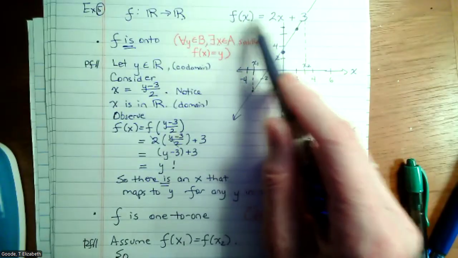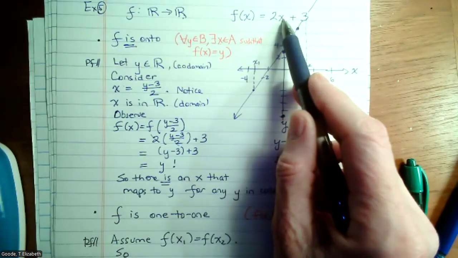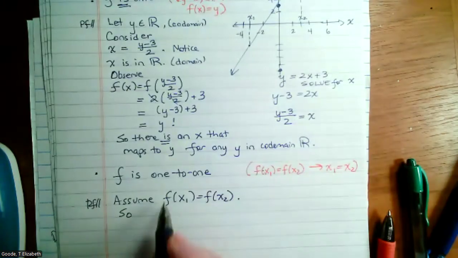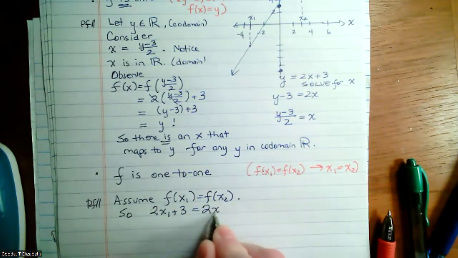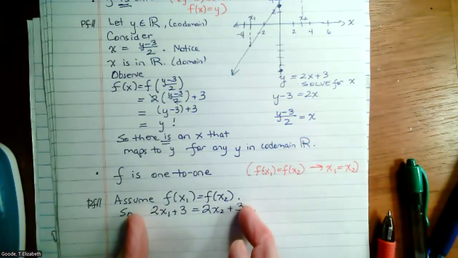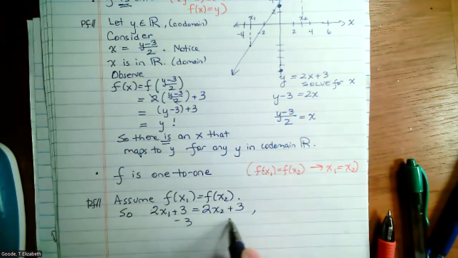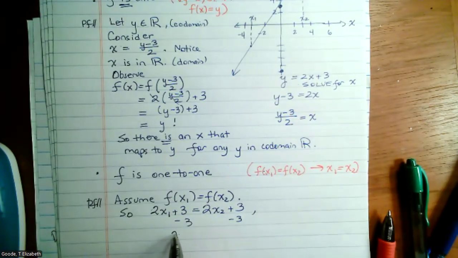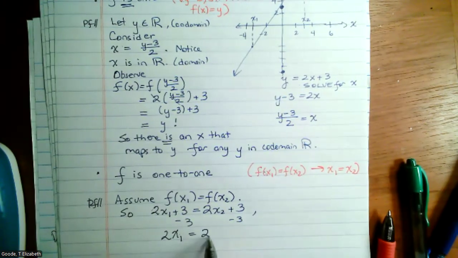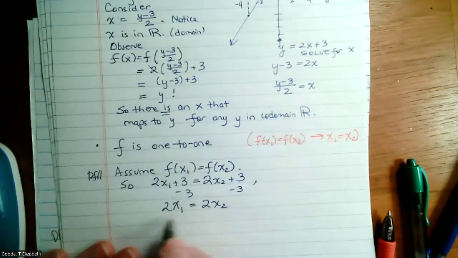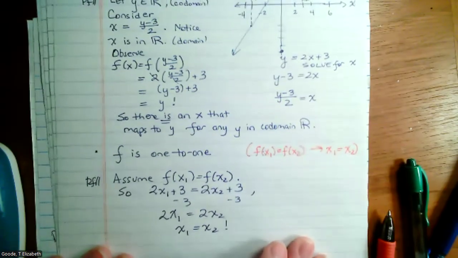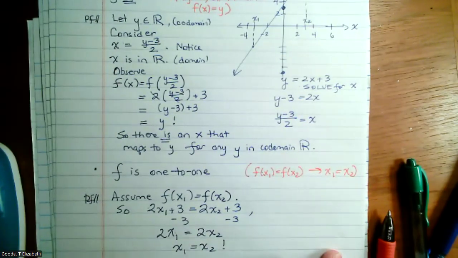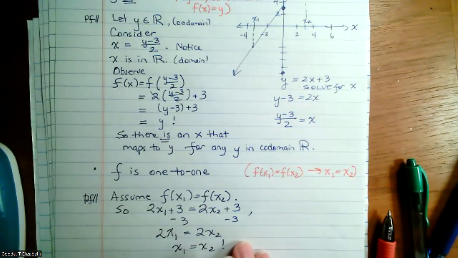Well, the definition of f of x is that f of x is the function that doubles whatever you drop in and then adds 3. So f of x1 is 2x1 plus 3. f of x2 is 2x2 plus 3. And now we've got an equation, and we can just subtract 3 from both sides, right? And we get that 2x1 equals 2x2. And then you can divide both sides by 2, and you get that x1 equals x2. So linear functions are always one-to-one. This proof works whether it's onto or not.